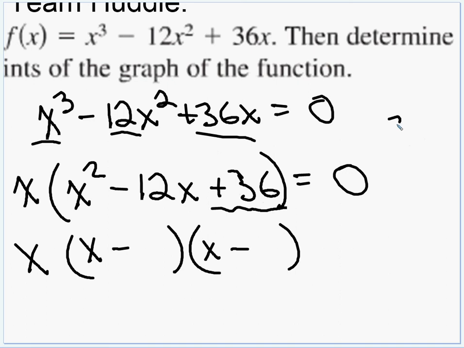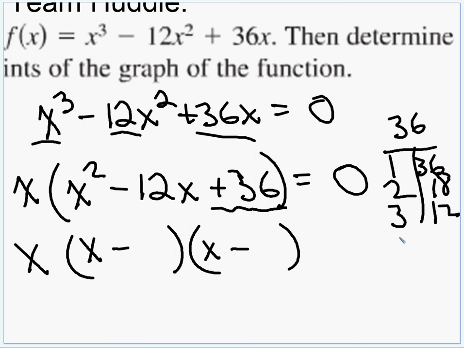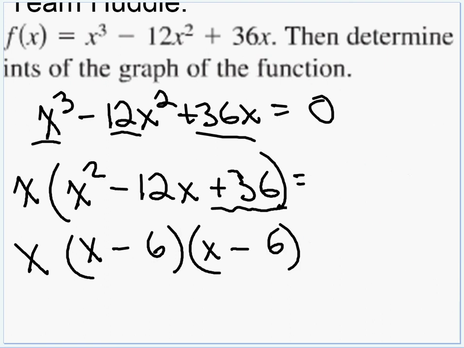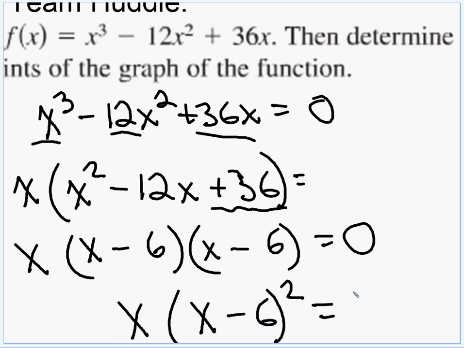And what numbers multiply to 36? 1 times 36, 2 times 18, 3 times 12, 4 times 9. And 6 times 6, there it is. 6 times 6 is 36. They add up to 12. So minus 6, ooh, that's a repeater. So we've got x, and then quantity x minus 6 squared equal to 0.